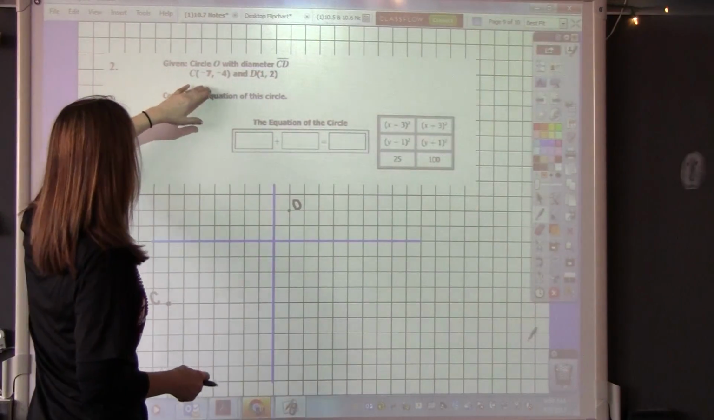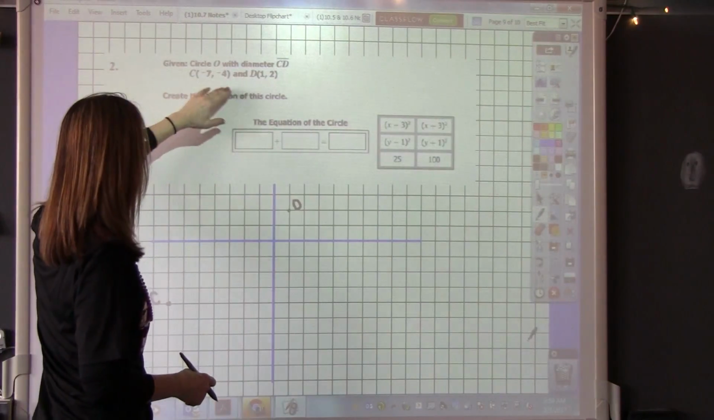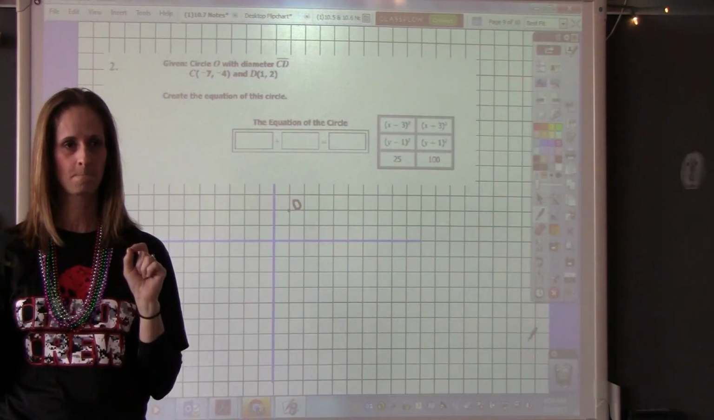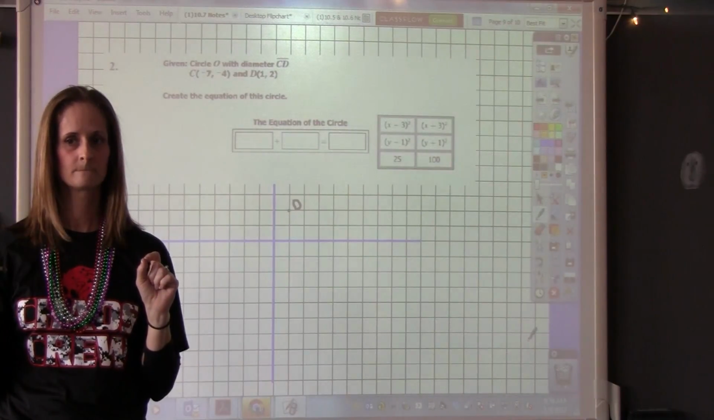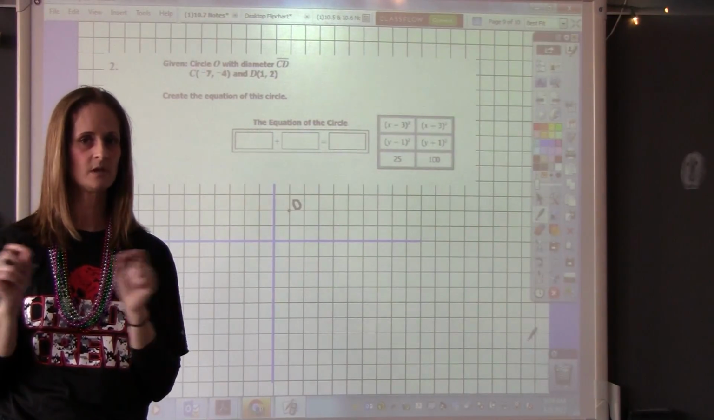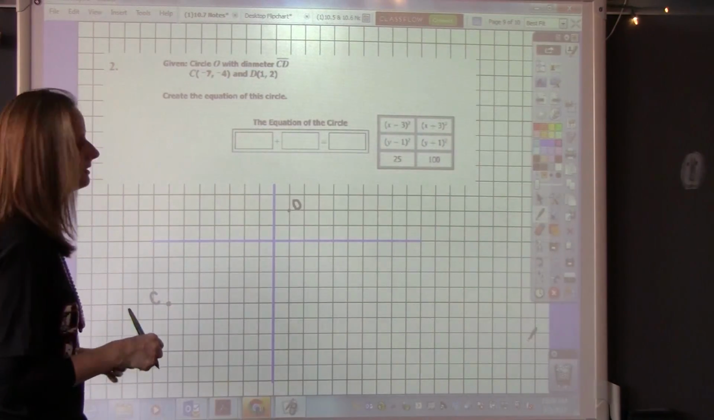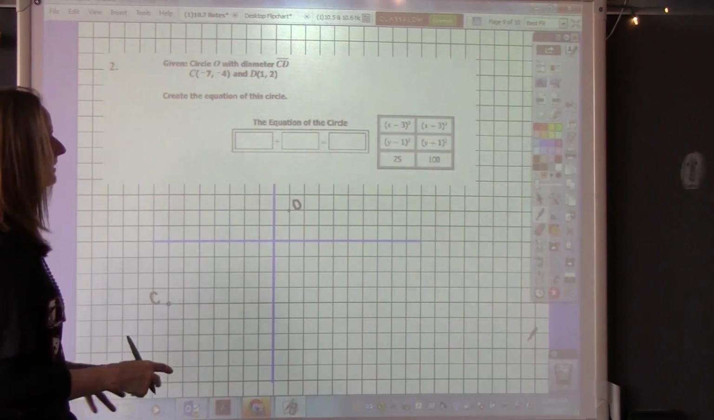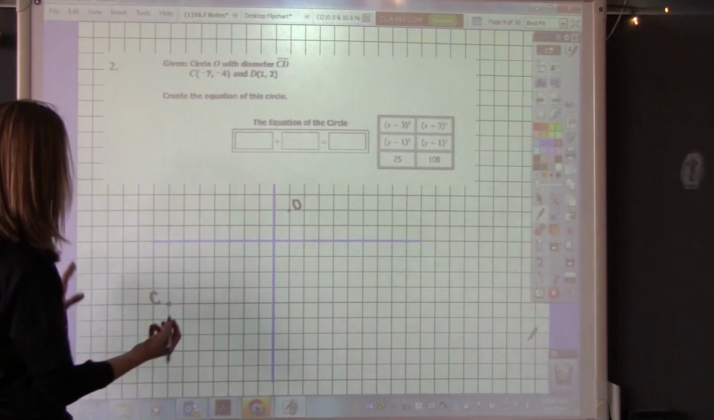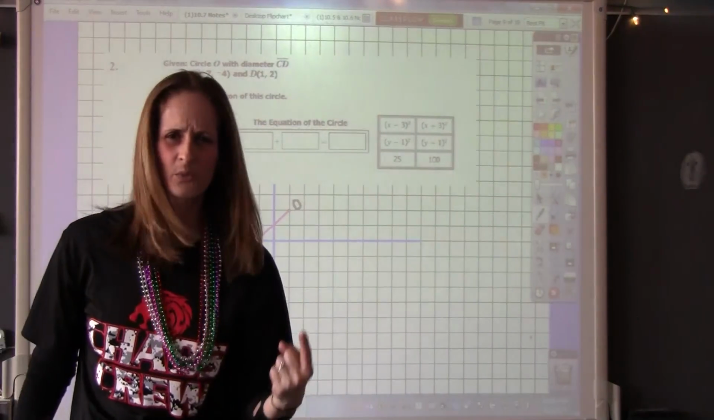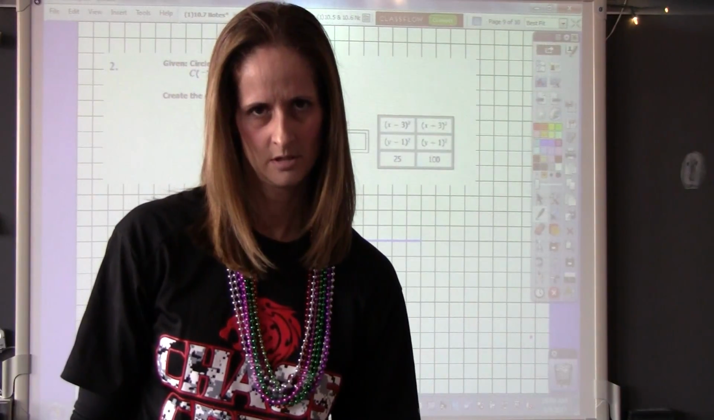Given circle O with diameter CD, C is at -7, -4, and D is at 1, 2. So I plotted those points, and I need you to do the same on your little piece of graph paper. Viewers, you can just use any old sheet of graph paper, but I do want you to plot the points and look at it. Okay, so what they've given us is the diameter of the circle. So they haven't given us the radius. They also haven't given us the center. Both things we need for the equation of a circle.